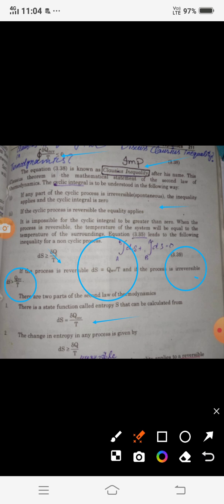So we have talked about this, and let's come to the two basic gains that we have from the thermodynamic relation with entropy. Number one is that there is a state function called entropy, which can be calculated by using the equality equation. If we want to determine the change in entropy, then we use the inequality equation, and if we want to determine the state function of entropy, then we use the equality equation.